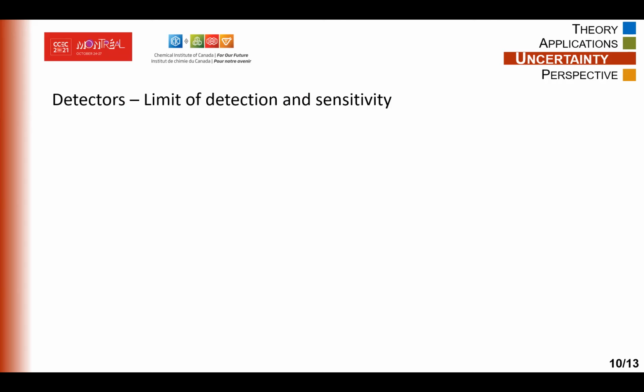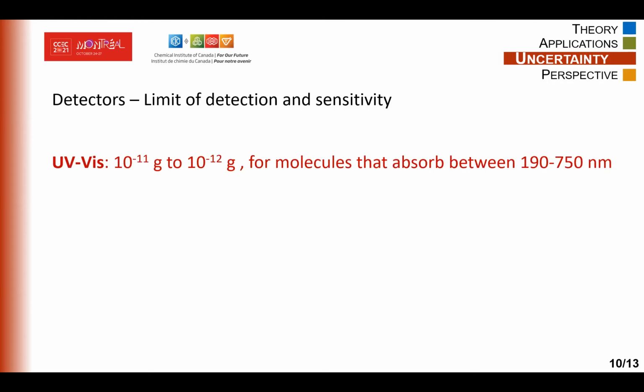Other sources of uncertainty are related to the detector that is coupled with the HPLC. Each detector has a different limit of detection and sensitivity. UV-Vis, which is one of the cheapest and hence the most employed detectors, has a sensitivity that ranges between 10 power minus 11 to 10 power minus 12 grams. And it is selective for molecules that actually absorb between 190 and 750 nanometers.